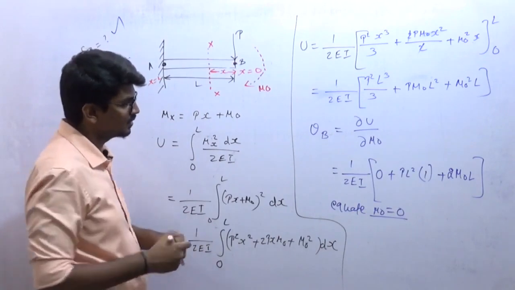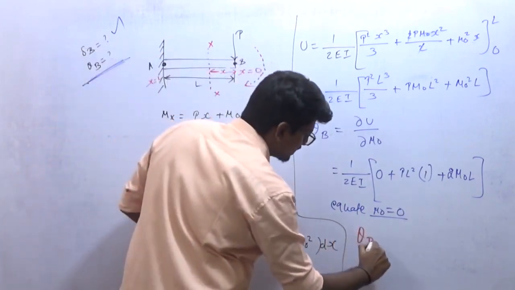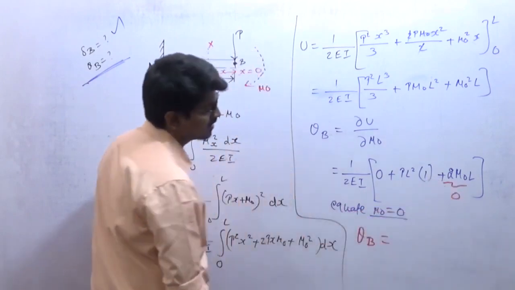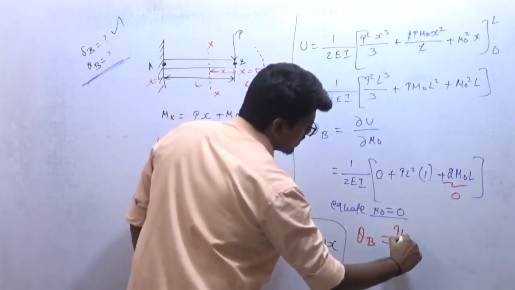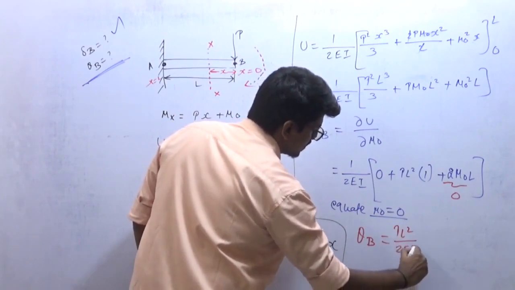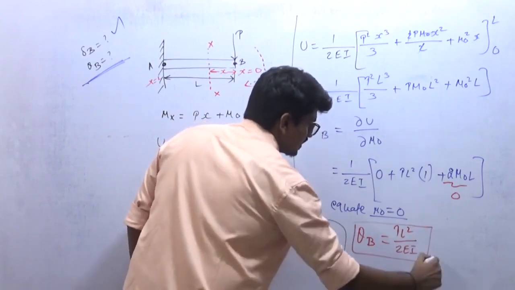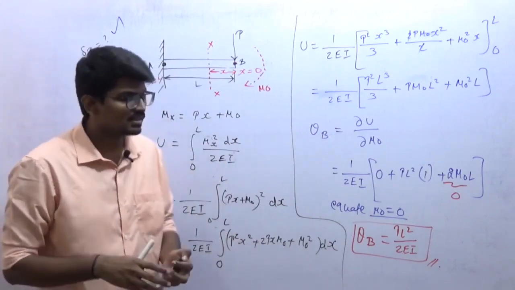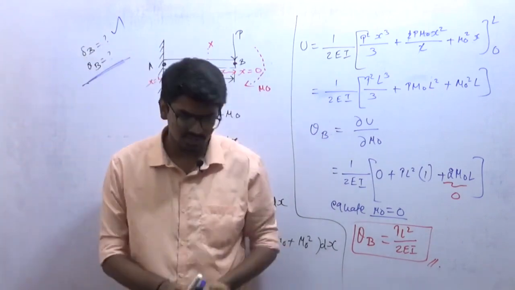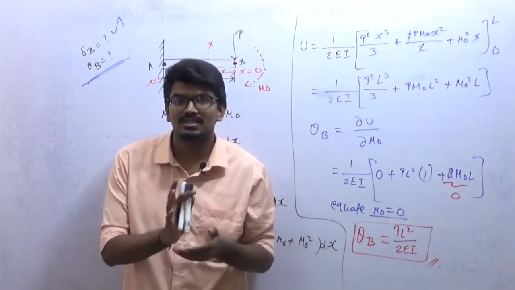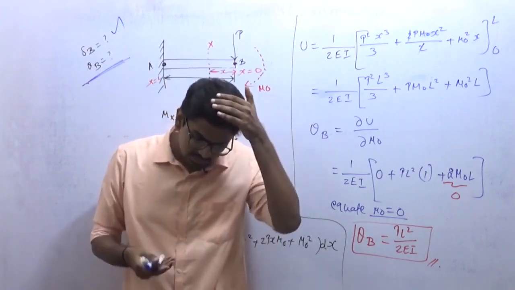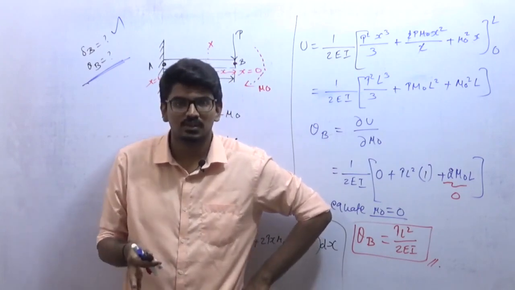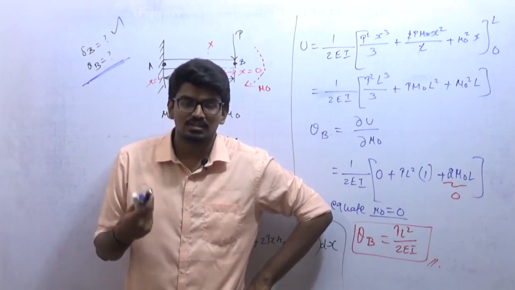I hope you understood this. It's a very simple method in fact. If I equate M naught to 0, this total term will become 0, so theta is PL square by 2EI. This is the method. As far as the method is concerned, it's comparatively easy if you understood the strain energy chapter properly, easier than double integration. And I can apply this method everywhere, even for the axial loading case also.